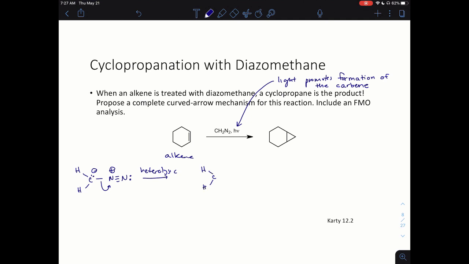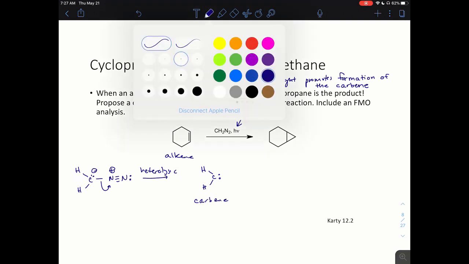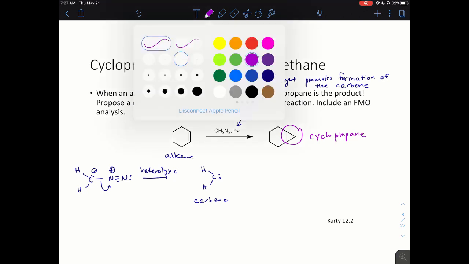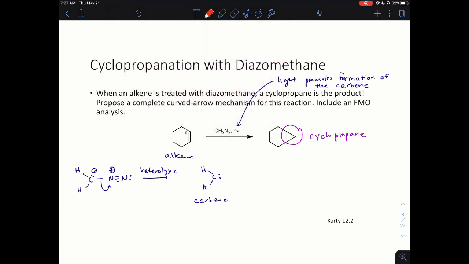Once the carbene is generated, it can react with the alkene, and we see that an interesting product is observed, and that product is a cyclopropane ring. All right, so the 2 carbons of the alkene are now bonding to the CH2. This is a CH2 here. This piece is just the carbene, and it's added to both carbons of the alkene.